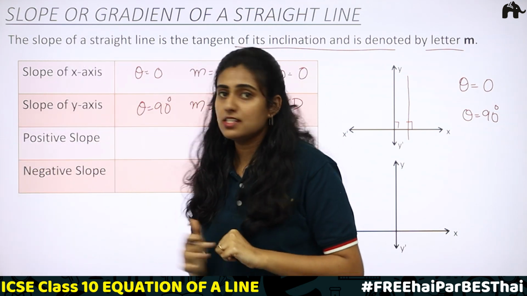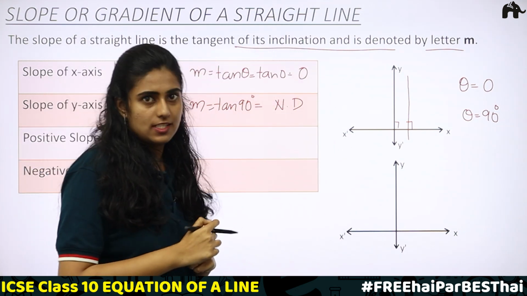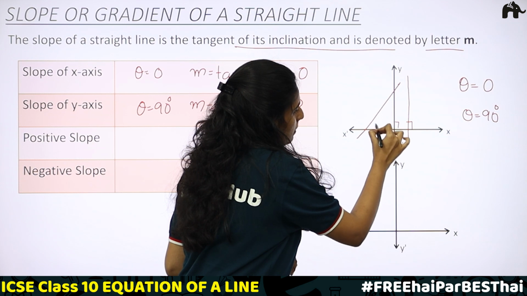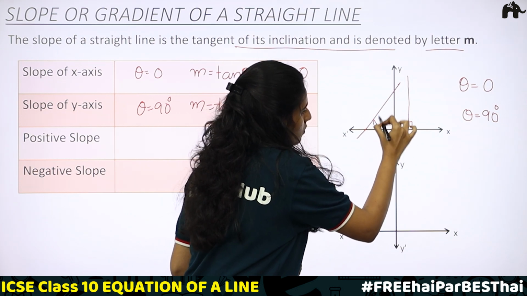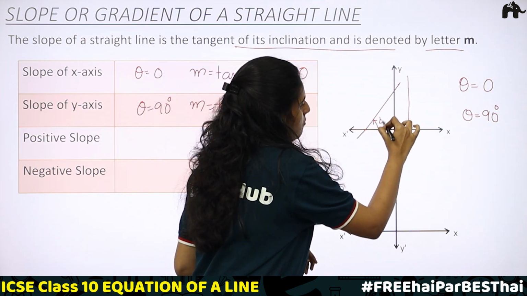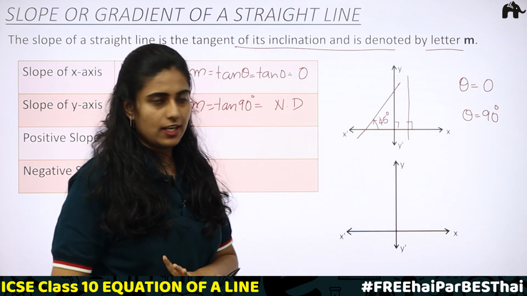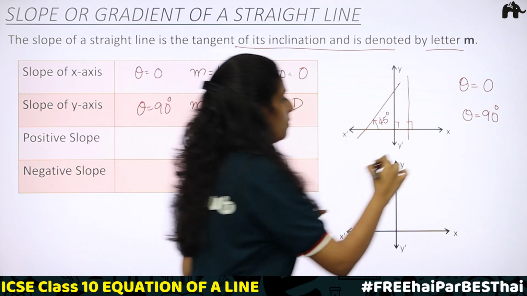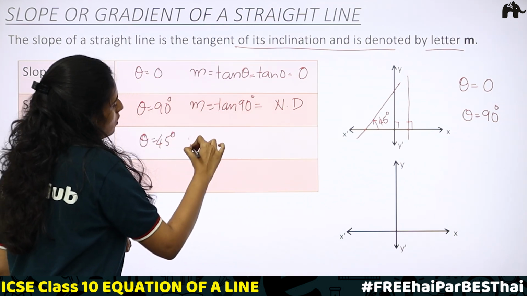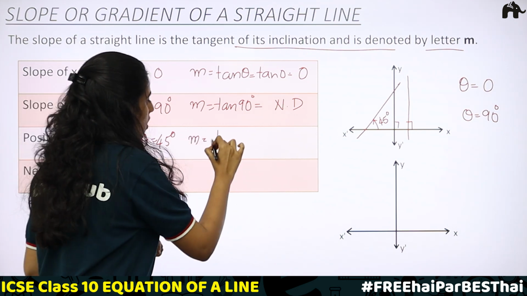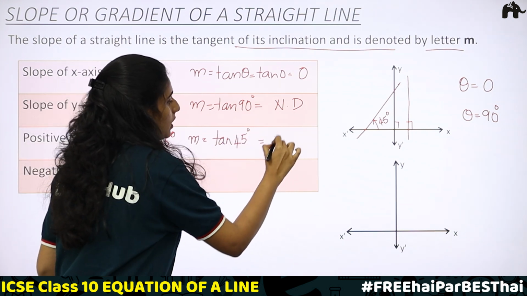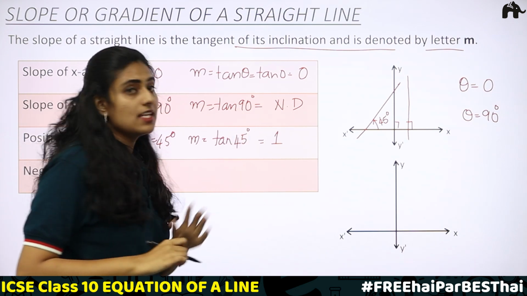Next, how do we get positive slope? When does slope become positive? Now take a case. I am considering a line. This is a line. So we measure inclination in the anti-clockwise direction. Then we get positive inclination, right? Here, let us take this angle as some 45 degrees. Here the inclination is 45 degrees. In that case, what is the slope? Slope m. If theta is equal to 45 degrees, slope m is equal to tan of 45 degrees, and that is equal to 1. This is a positive value and hence it is a positive slope.